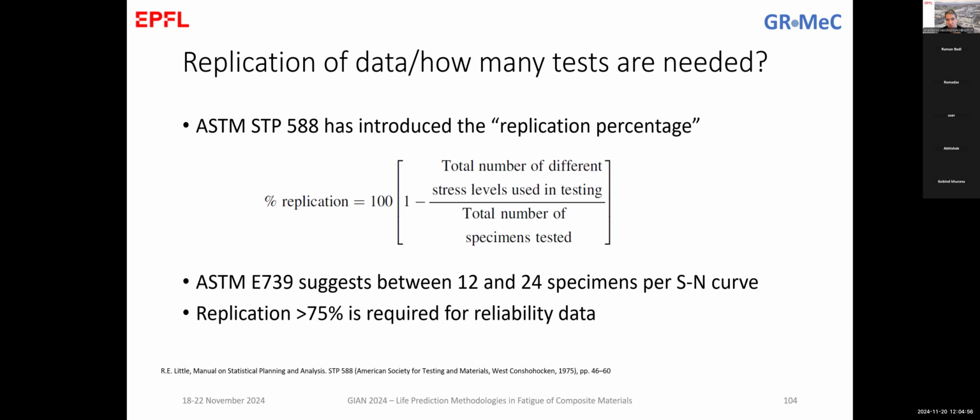Percentage of replication is the total number of different stress levels used in testing over the total number of specimens tested. Actually, here it shows that if you test in different stress levels, you cannot test 20 specimens in one stress level and one specimen in the other stress levels, because then you don't have a balanced sample. Your specimens should be well distributed along the SN curve.